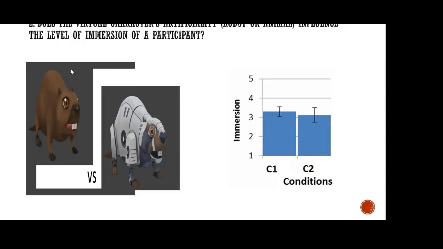The second question is, does the virtual character's artificiality, robot or animal, influence the level of immersion of a participant? Here, we analyze the animal with a biology body, and the second is the same animal but with the robot or artificial body. Does this have an influence on the immersion or not?